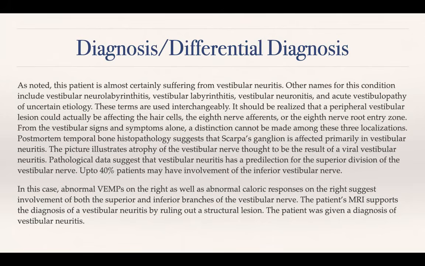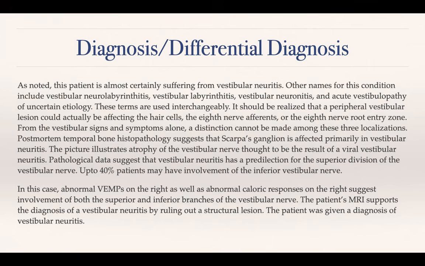Now, what is the diagnosis or differential diagnosis? As noted, this patient is almost certainly suffering from vestibular neuritis. Other names for this condition include vestibular neurolabyrinthitis, vestibular labyrinthitis, vestibular neuronitis, and acute vestibulopathy of uncertain etiology. These terms are used interchangeably.